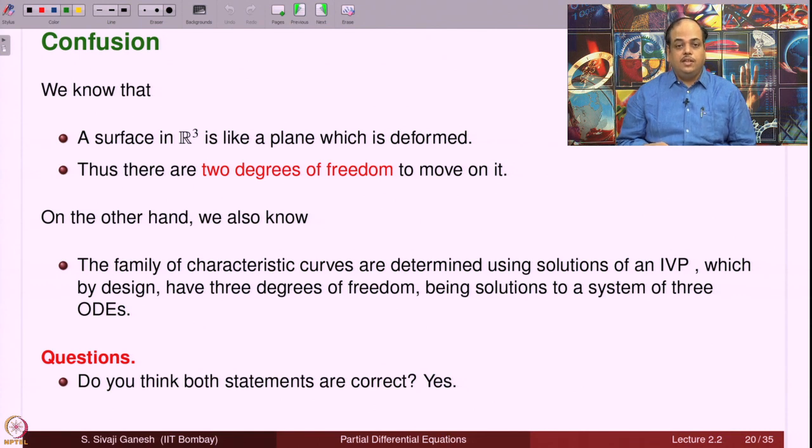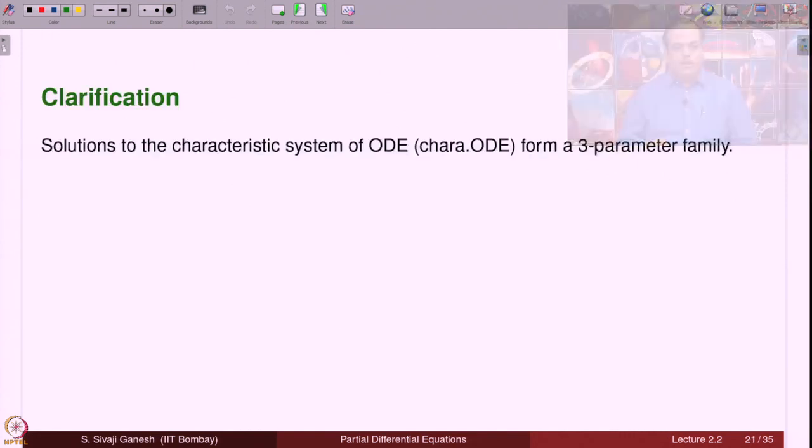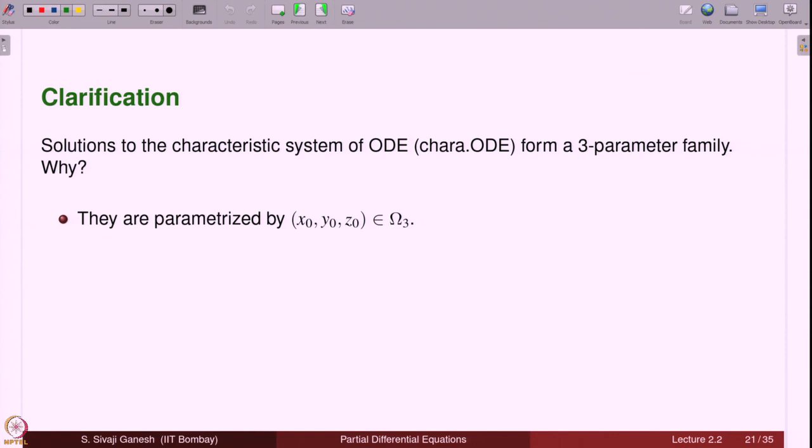The answer is yes, they are both correct. Are they contradictory? Because you are saying on one hand there are 3 degrees of freedom for these curves, while on the surface itself there are 2 degrees of freedom. Are they contradictory? The answer is no. The clarification is the following: solutions to the characteristic system of ODEs form a 3 parameter family. Why? Because they are parameterized by the points of omega 3.